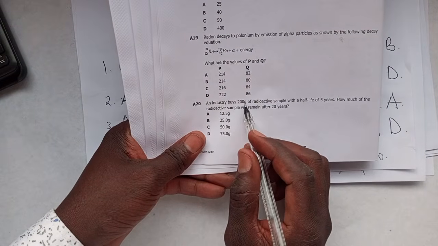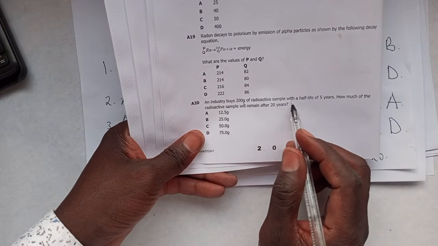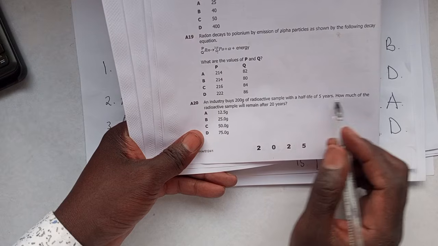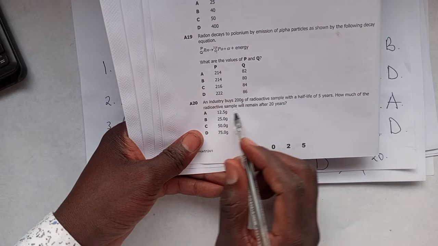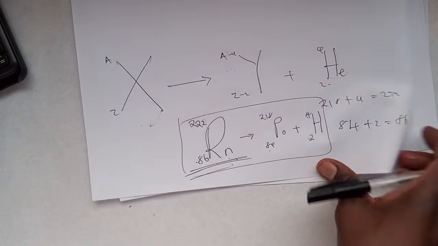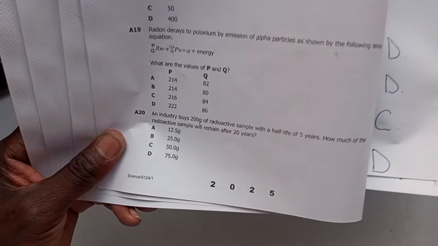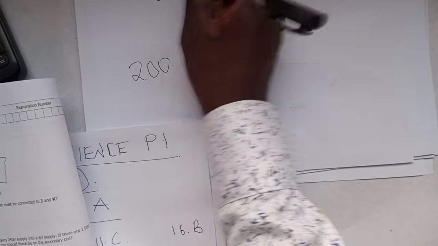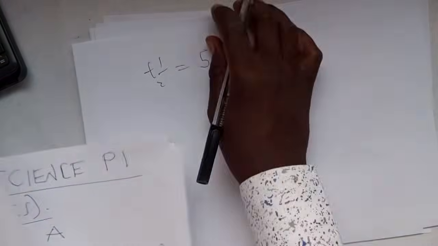We look at the last question. An industry buys 200 grams of radioactive sample with a half-life of 5 years. How much of the radioactive sample will remain after 20 years? Here is another question which requires a lot of thinking. We are told that the initial mass that was bought is 200, but we are told that the half-life is 5 years.